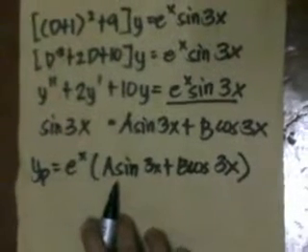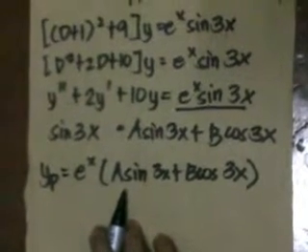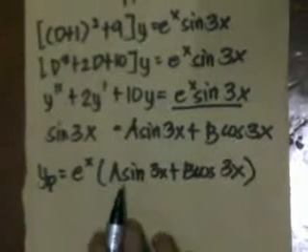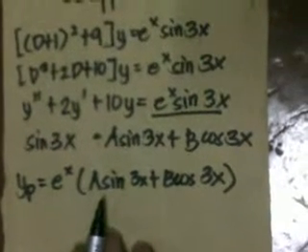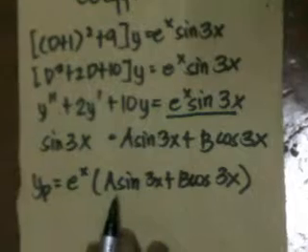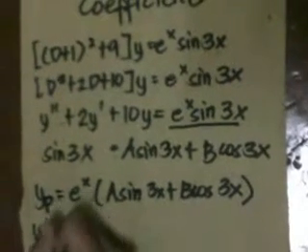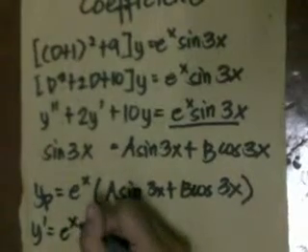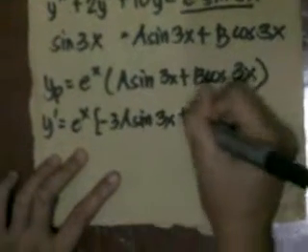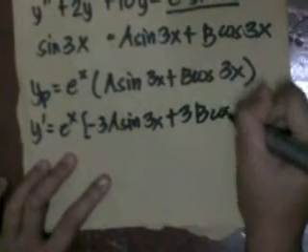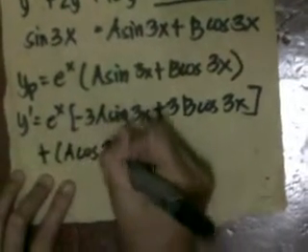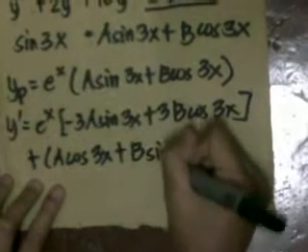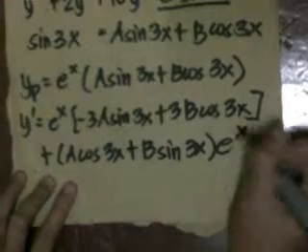So we are not sure that our guess is true, so we think that we should undergo proving. Through proving, we must find its y prime and y double prime. For getting its y prime, we have y prime equivalent to e to the x times minus 3a sine 3x plus 3b cosine 3x, plus a cosine 3x plus b sine 3x times e to the x.